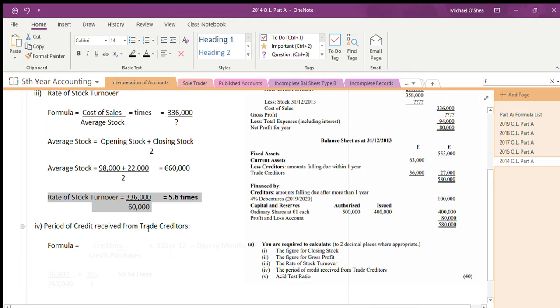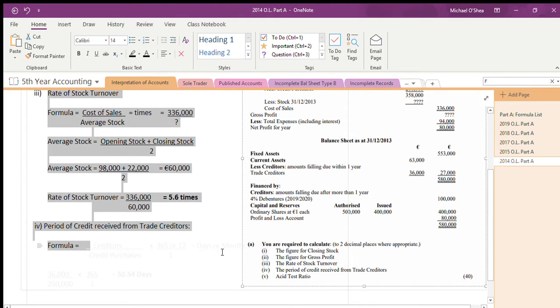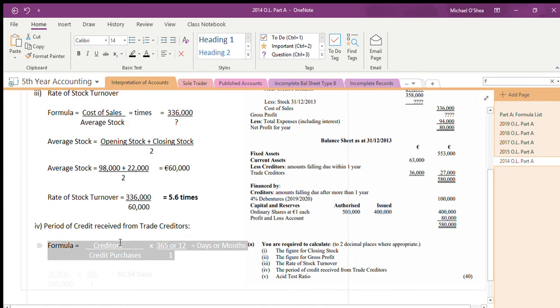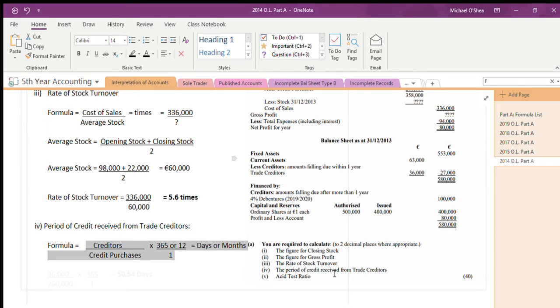Period of credit received from trade creditors. Formula: creditors divided by credit purchases, and again, this one here, we're looking at either days or months, and they don't give an indication, so they don't tell us the period in months of credit received from trade creditors. Period of credit received from trade creditors is how long do our creditors give us before we pay them back. So how long generally does it take?